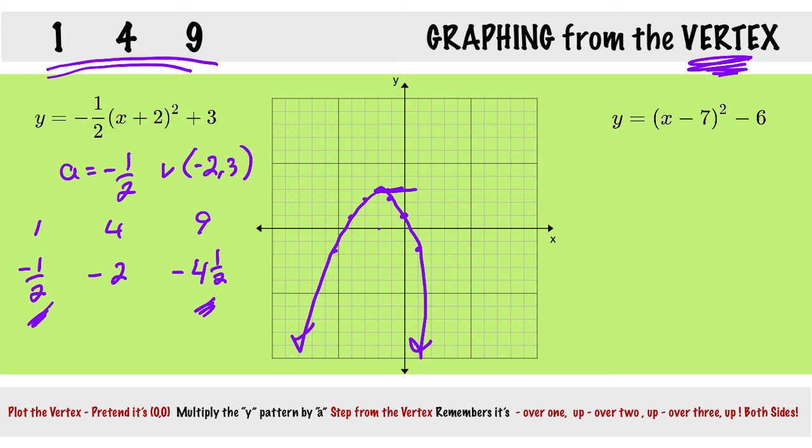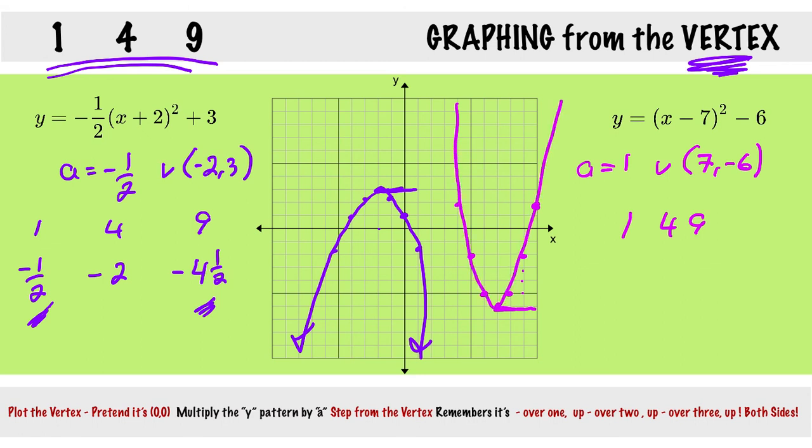The other side now, a equals 1, and your vertex flipped and kept: 7, -6, and it's 1, 4, 9. Step to the right, 1 up. Step twice, 4 up. Step 3 times, and it is 9 up. Again, you can use the axis of symmetry as your friend. Plot your points fairly quickly after you get the first side done. And there's your parabola.